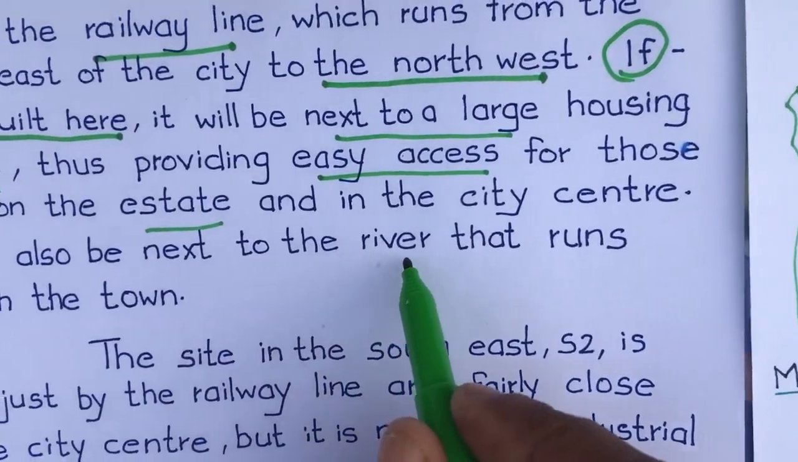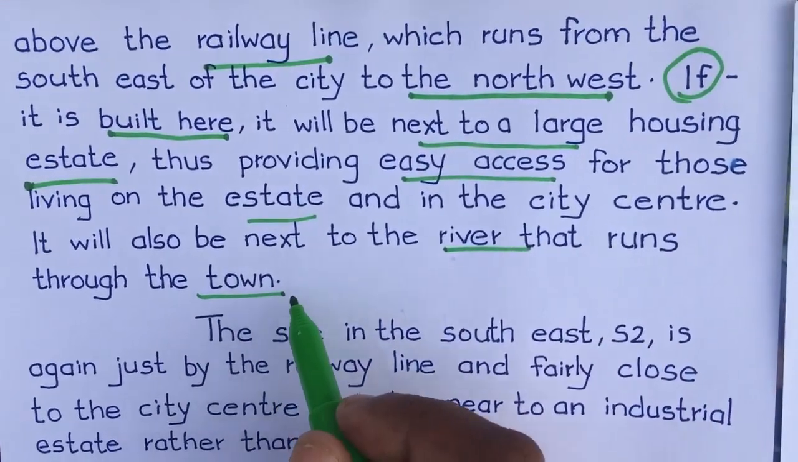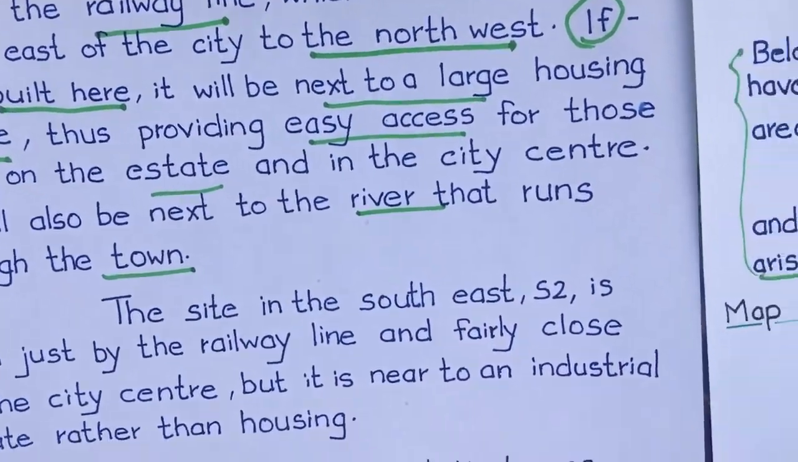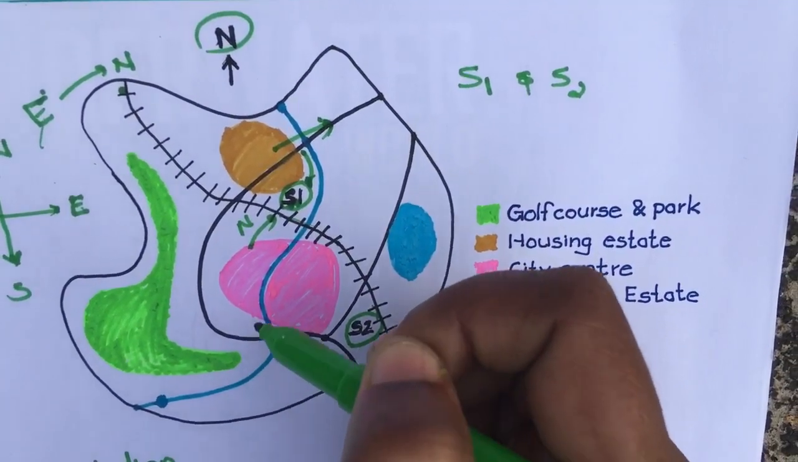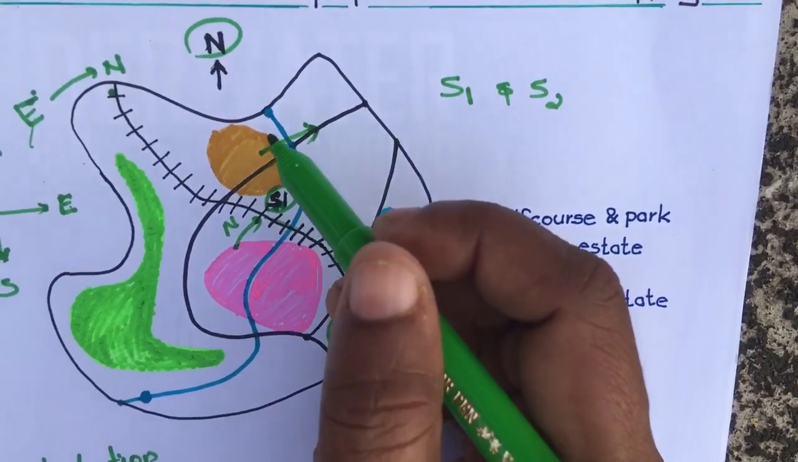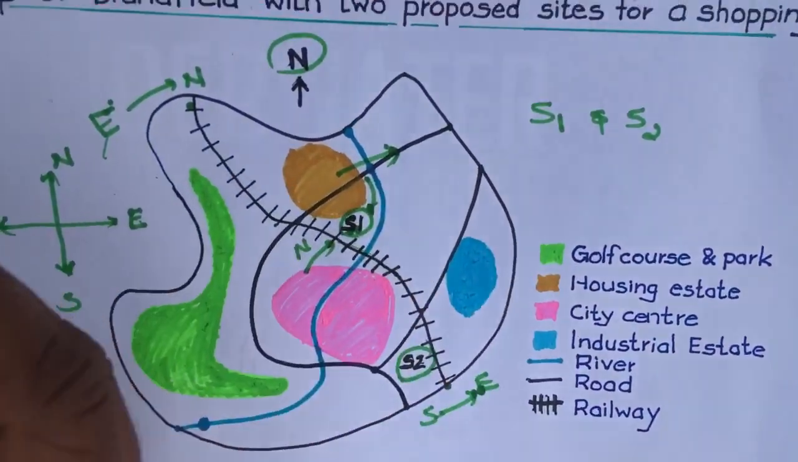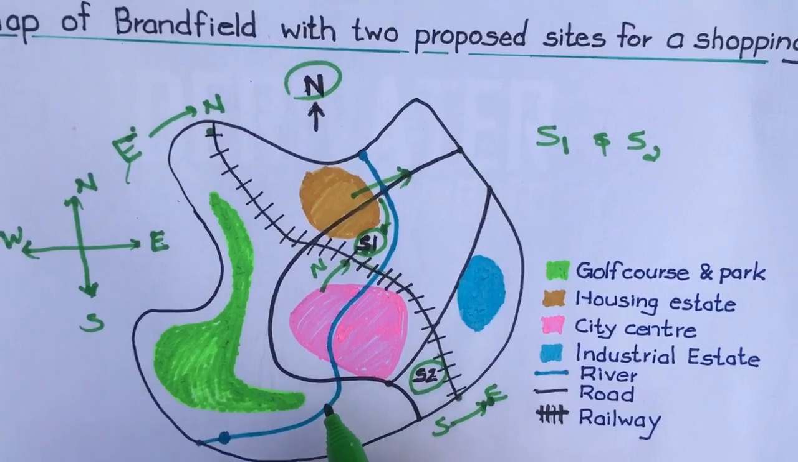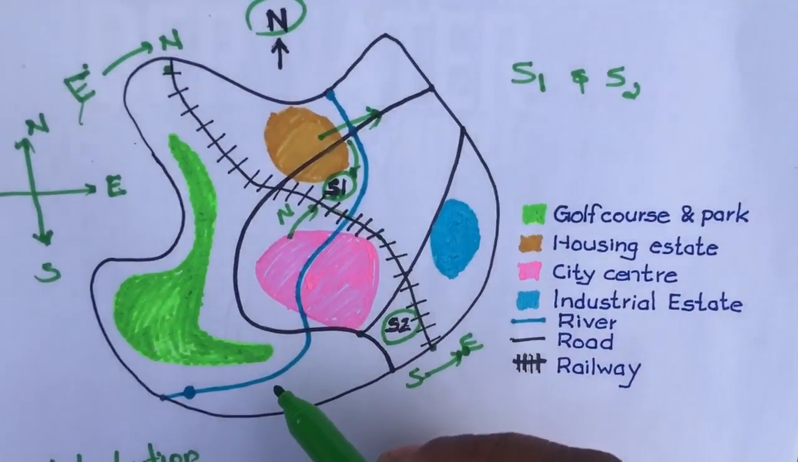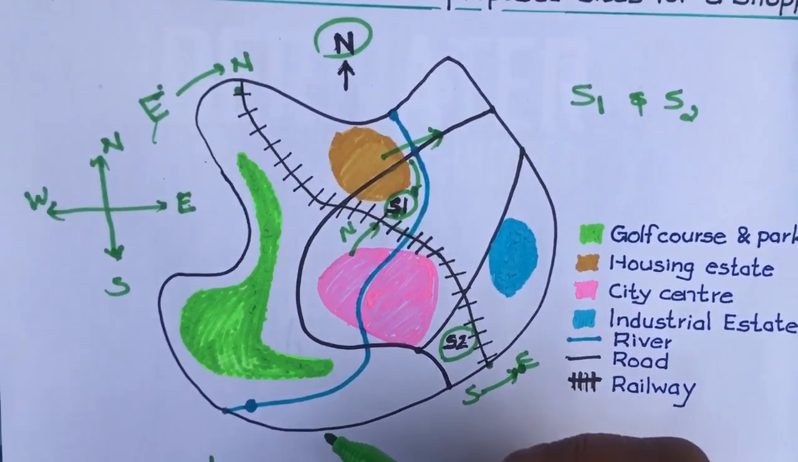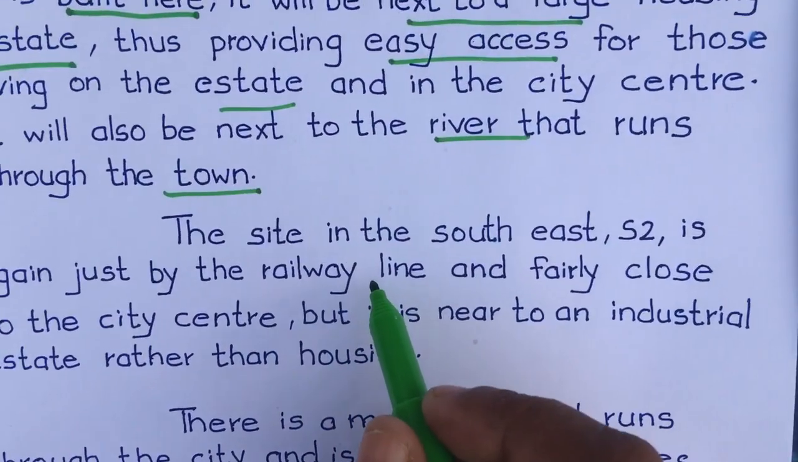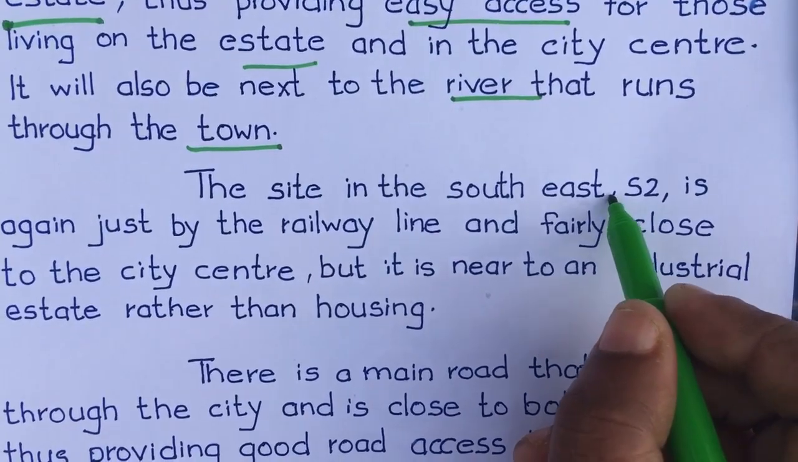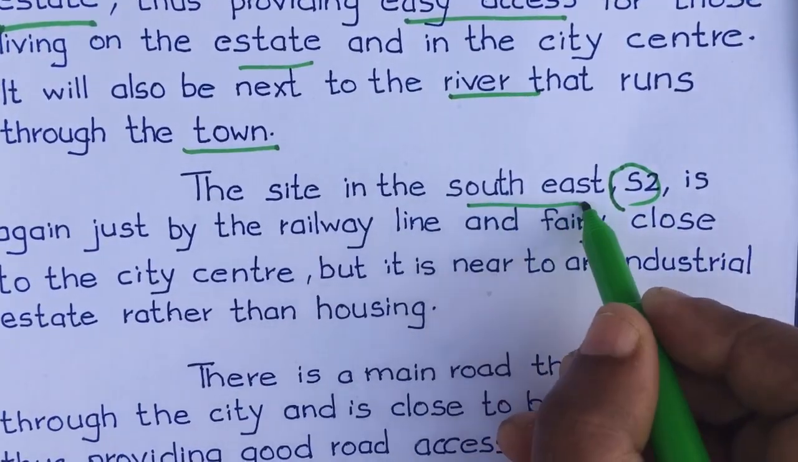It will also be next to the river that runs through the town. So I have mentioned that the river is running through the center of the city. You don't have to mention this one, but it is good if you can find the minor details also in your picture. The major difference counts. Okay, so let's move to the second paragraph. The site in the southeast is S2, southeast.